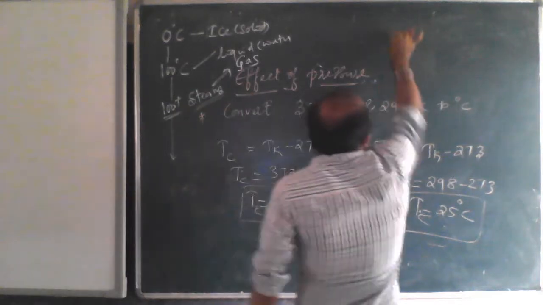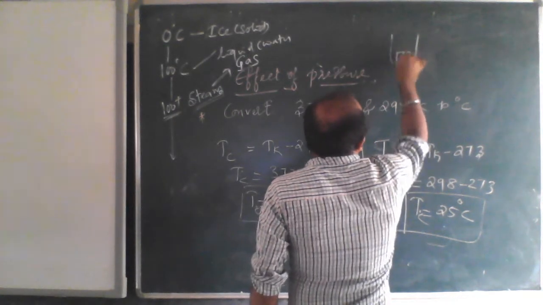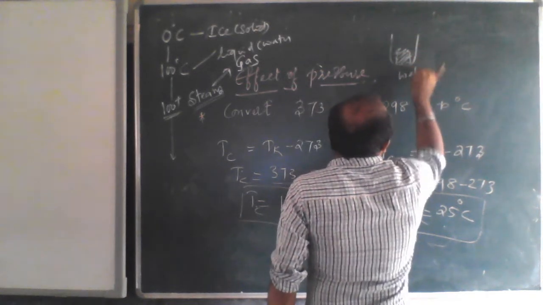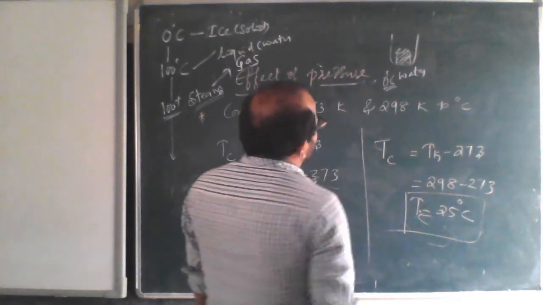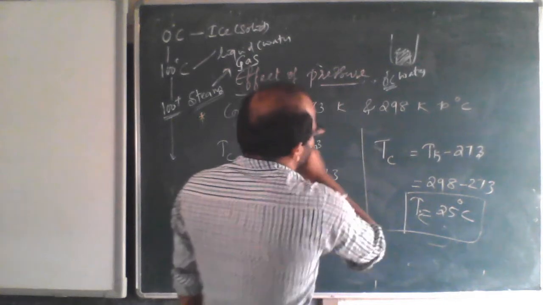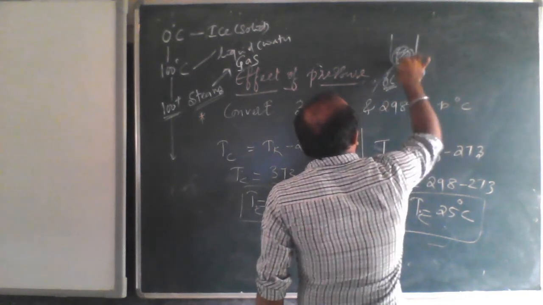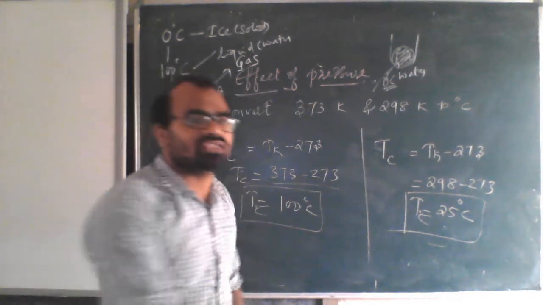Suppose ice is getting converted to water at 0 degrees Celsius. Below 0 degrees Celsius it is ice. From 0 to 100 it is water. So it converts to water. Whatever heat you are giving is used to melt the ice, the conversion of state.